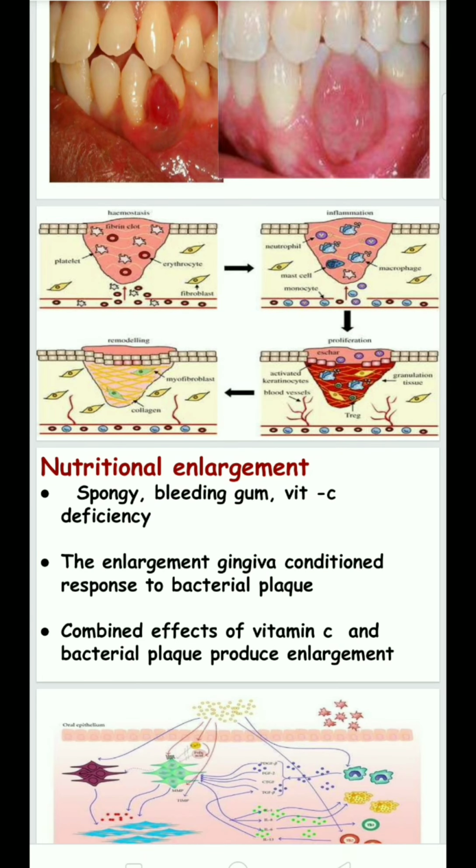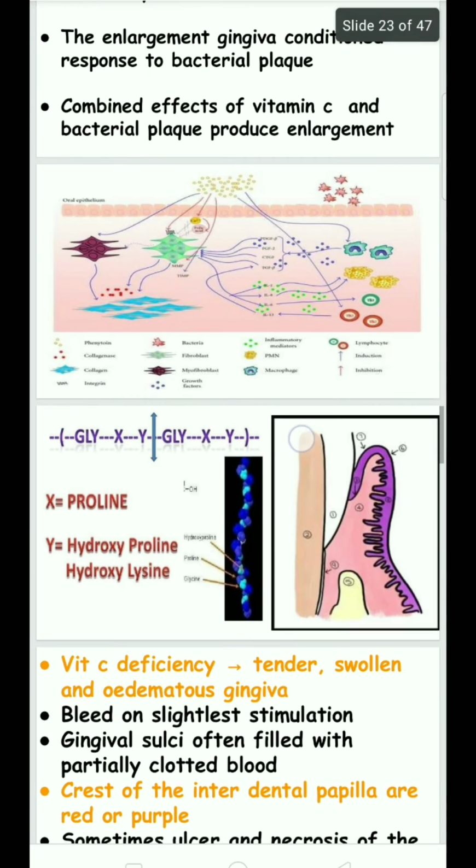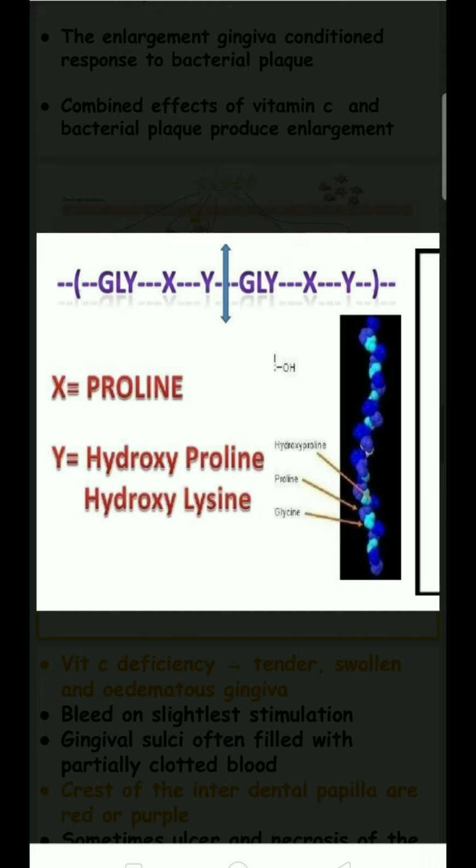Nutritional enlargement is due to deficiency of vitamin C. Vitamin C helps in the formation of hydroxyproline and hydroxylysine. This hydroxyproline and hydroxylysine help cross-link the collagen fibers. These collagen fibers help attach the platelets to prevent blood bleeding.